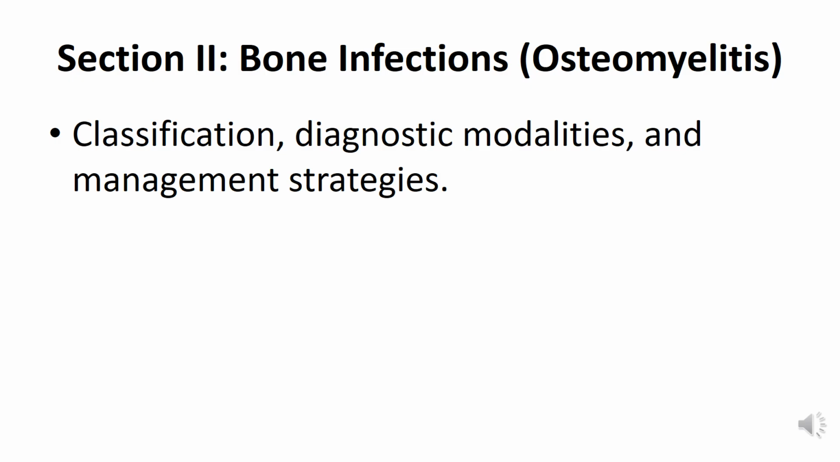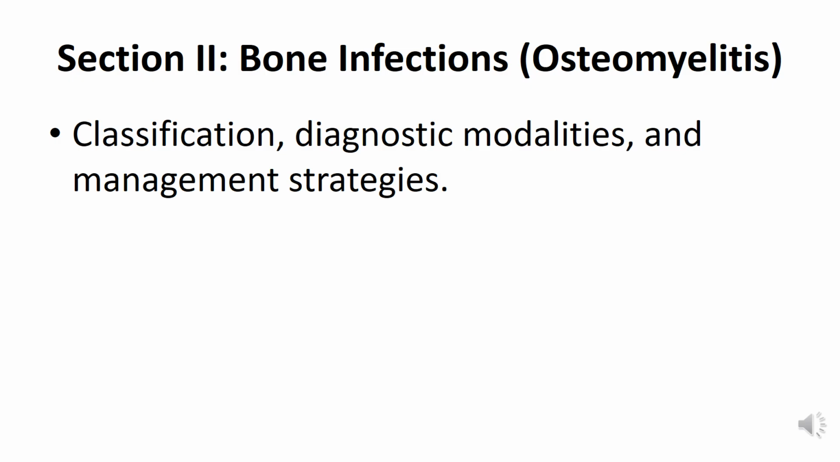Some infections occur through hematogenous spread, where bacteria travel through the bloodstream and seed the bone. This pattern is more common in children and may affect the long bones. Other cases result from contiguous spread. In these situations, infection extends directly from nearby tissues, such as diabetic foot ulcers, pressure injuries, or soft tissue infections. Trauma and surgical procedures can also introduce bacteria directly into bone, especially when orthopedic hardware is involved.